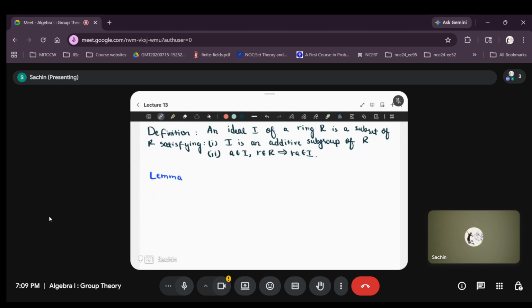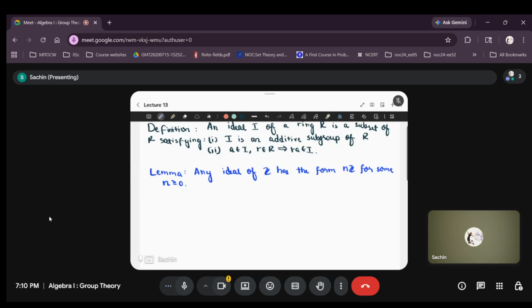Now we show that those are the only ideals of Z. So any ideal of Z has the form nZ for some non-negative integer n greater than or equal to 0. Can you prove this?